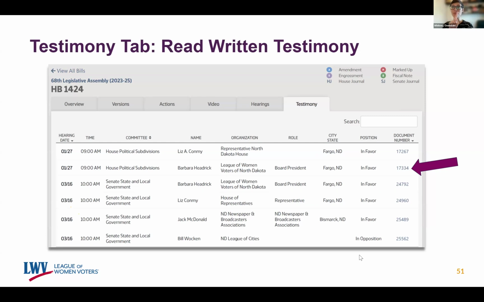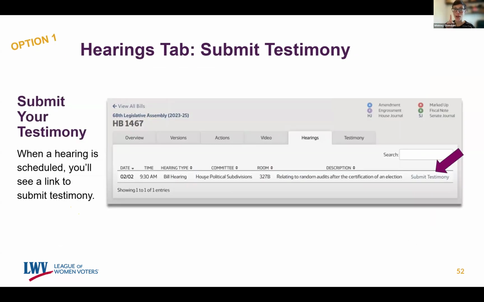Okay, we are going to move over to how to submit your public testimony. First step, option number 1. We're still in that bill profile, and there's a hearings tab. When a hearing is scheduled, only when one is scheduled, you'll see on the right the submit testimony link that you can click. If there's no hearing coming up, you will not see that. So this is where every Thursday evening you can find your bill on the website, click the hearings tab, and see if there's one coming up for you to submit testimony.